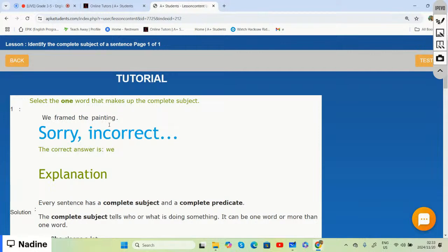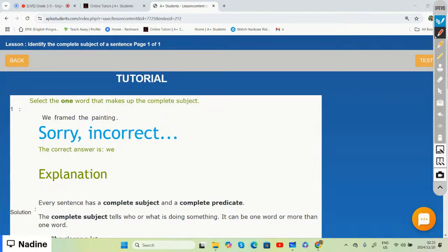And if we were to select the correct subject within the sentence, then yes, we would say "we" is our subject. So "we" is the subject because it tells us who or what is doing something. Who or what is doing something? We did something.